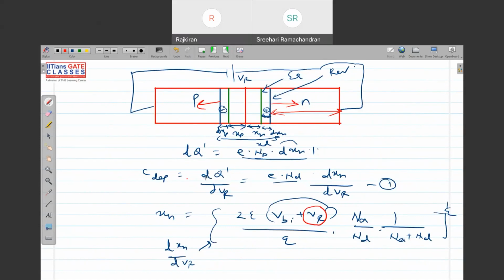After that, does the device get damaged or something? No, it won't damage. If it comes here, it won't damage. Why would it damage? If you increase the reverse bias, it will fall across the contact only, because you have already covered almost everything. Now suppose this is also uncovered, completely depleted. Then whatever extra potential you apply will fall across the contact. Okay, getting it?